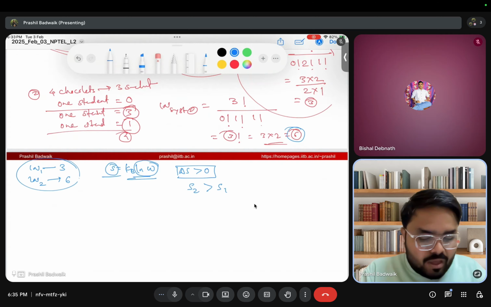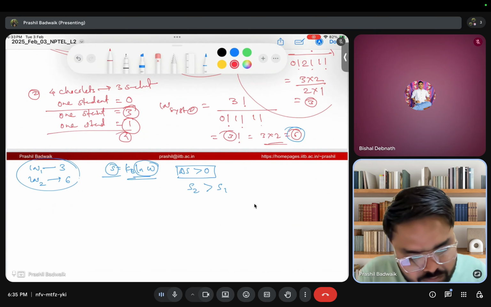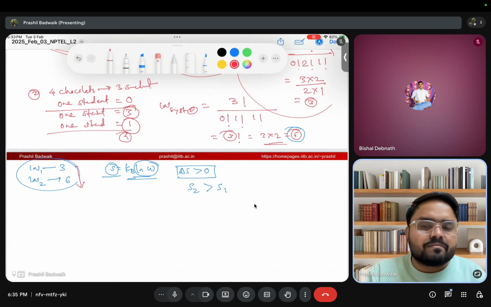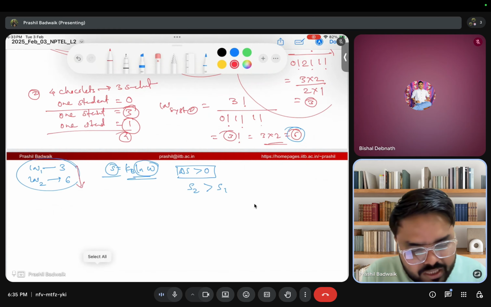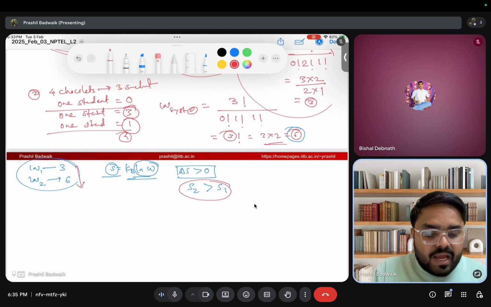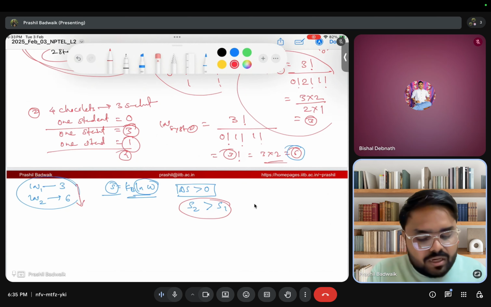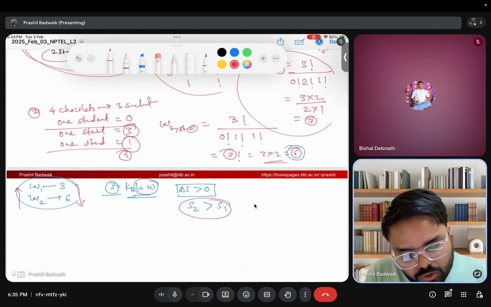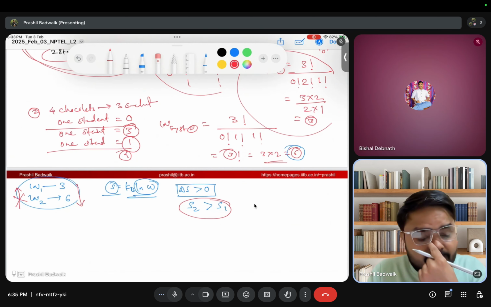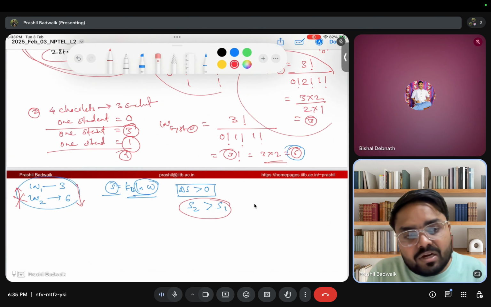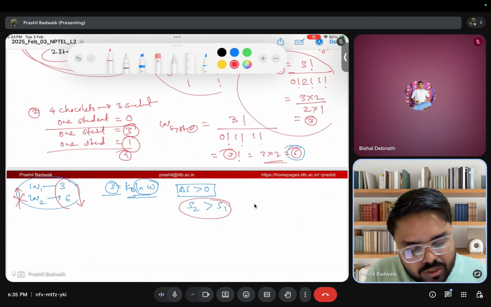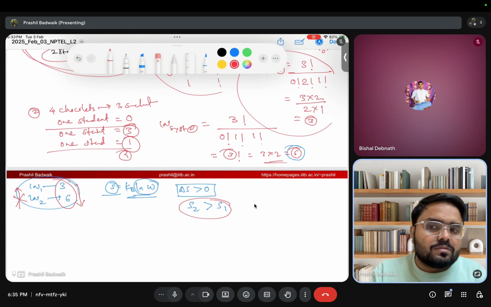That means if I go from system 1 to system 2, S2 is greater than S1. That means I can go from state 1 to state 2. It is a spontaneous process. But if I go the opposite way, it is not possible. Why is it not possible? Because the entropy is decreasing. And how did I calculate this? I calculated these things based on the W, for each distribution.